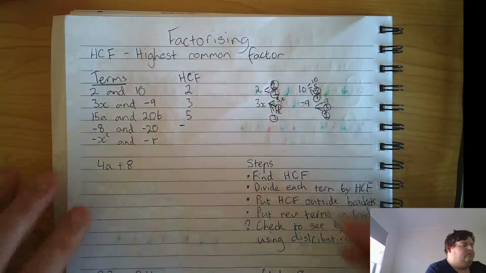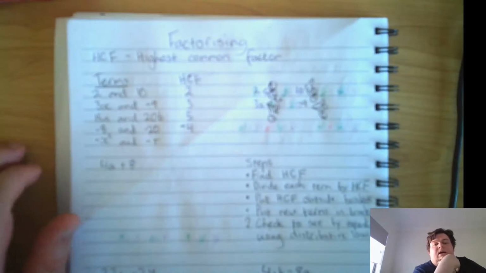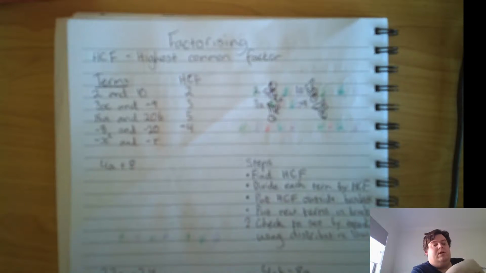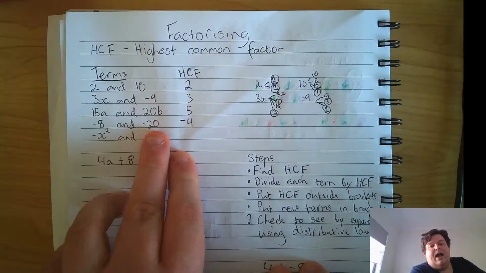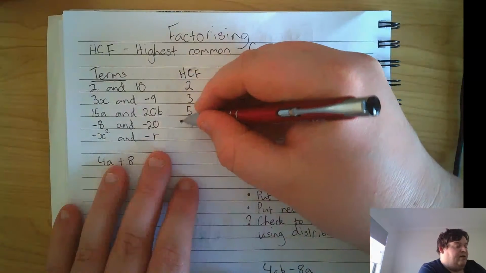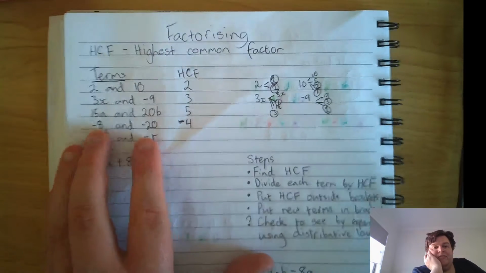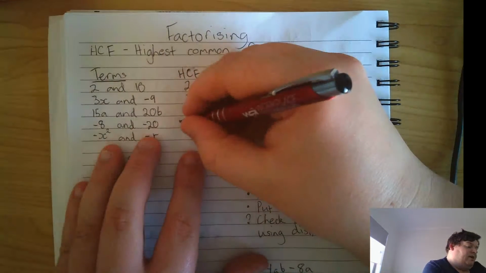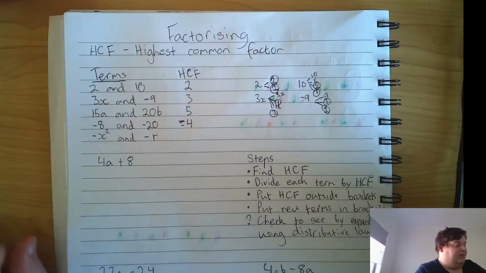So 4 is a good way to go, and we're going to keep it as a negative because we want to. When you have two negative numbers, it's always a good habit of getting rid of that negative number. So I should say, technically speaking, this isn't the highest common factor. 4 is the highest common factor, but because both numbers are negative, you always want to try and get rid of that. So that's why we would essentially use -4 as the highest common factor.